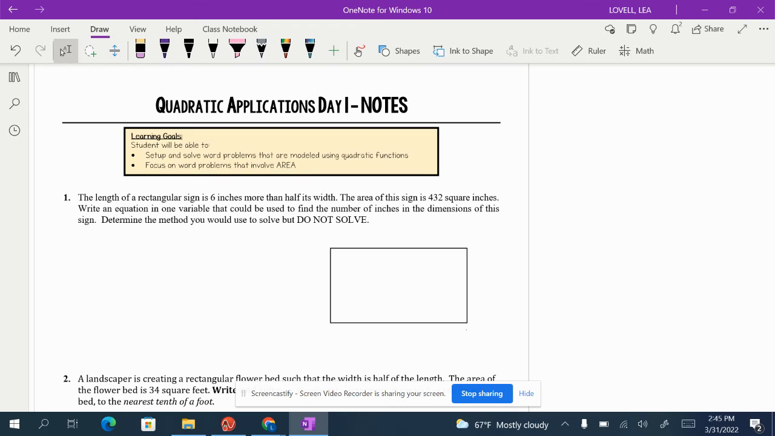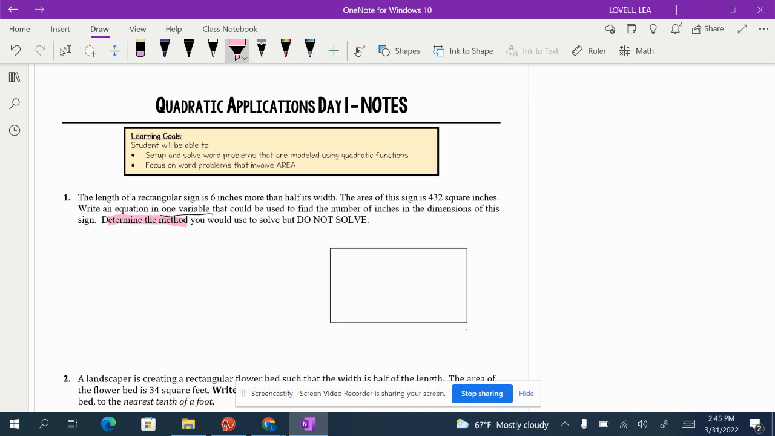Today we're learning about quadratic applications, day 1. Problem 1. The length of a rectangular sign is 6 inches more than half its width. The area of the sign is 432 square inches. Write an equation in one variable that could be used to find the number of inches in the dimensions of this sign. Determine the method that you would use to solve, but do not solve.